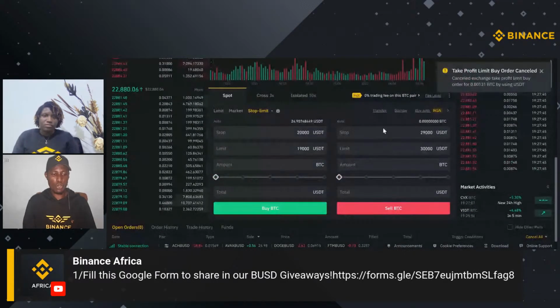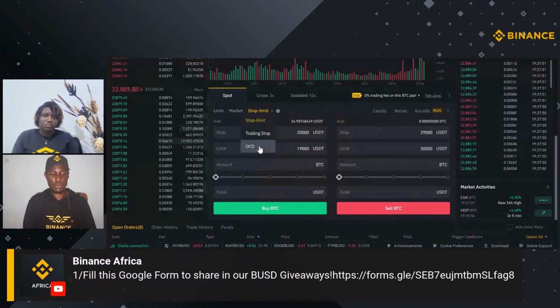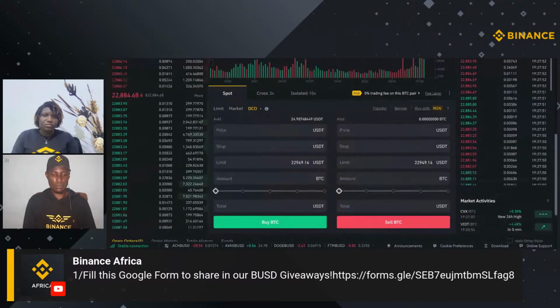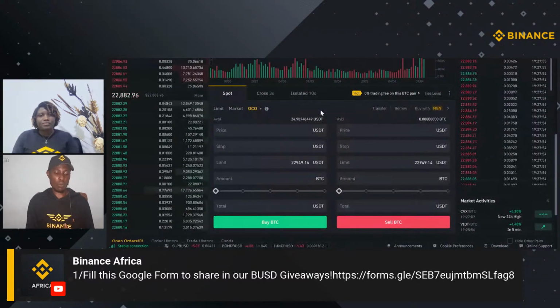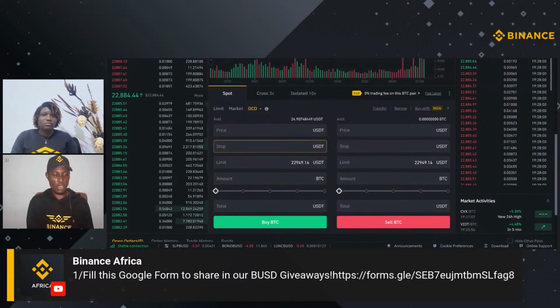So, the OCO order type. You tap on the drop down here, access the OCO. So this is what you get when you're using the OCO order. You have the price, the stop price, the limit price, and the amount.